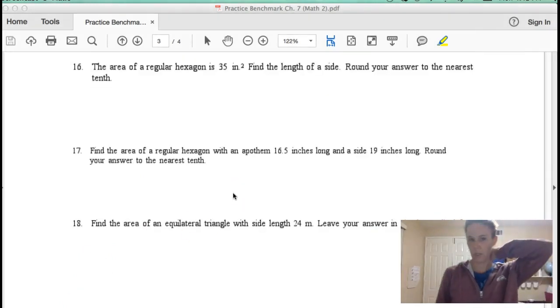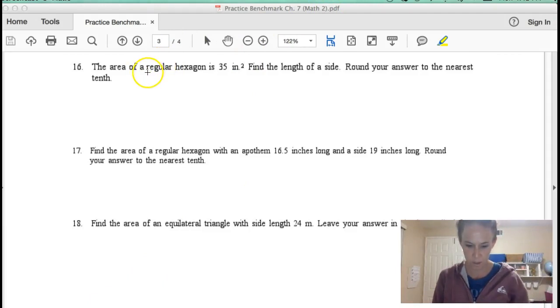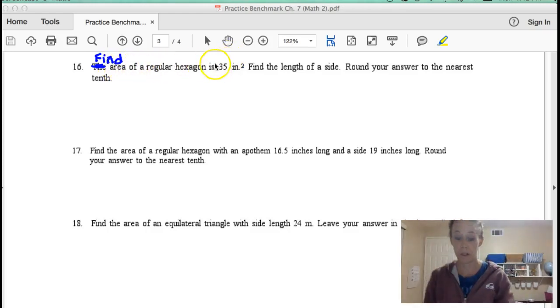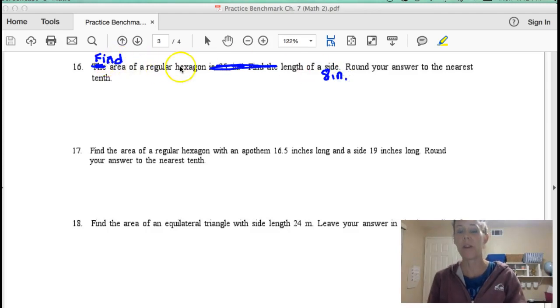Now that's going to help us go on to number 16. All right, number 16, I edited and it didn't show up here, so I will fix it. You're going to find the area, because given the area and finding the side is much harder. You're going to find the area of a regular hexagon. It's not going to be 35 inches. You're going to be given the length of the side, which is going to be 8 inches. Okay, this is how it's going to read on your paper. So find the area of a regular hexagon given the length of the side being 8 inches. We're going to round our answer to the nearest tenth.